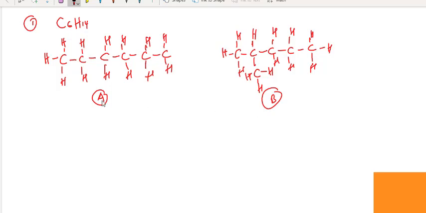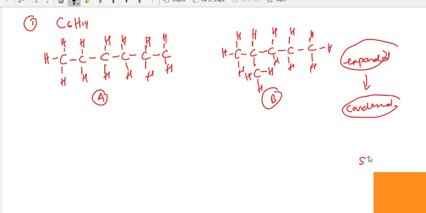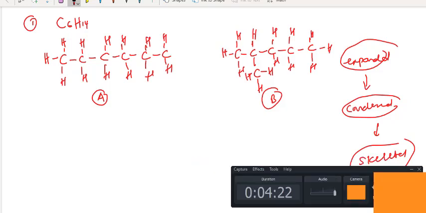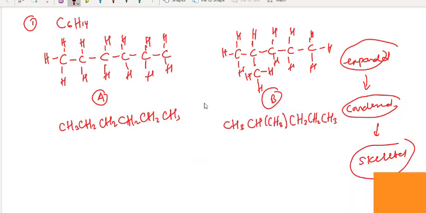So we already have the expanded structure. Once we have the expanded structure, we can easily convert it into condensed as well as skeleton. We have already converted the expanded into the condensed structure, and now we are going to convert it into the skeletal structure.